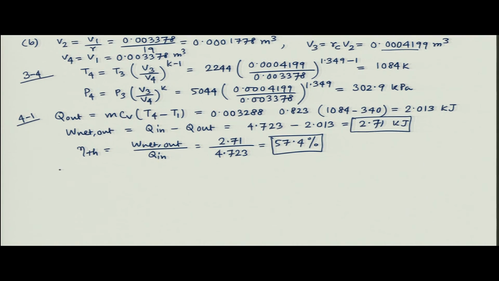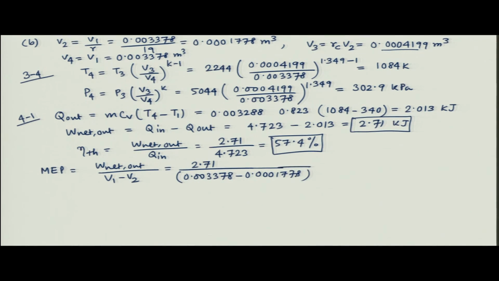Now, we need to find the mean effective pressure. You already know mean effective pressure is the net work output divided by V1 minus V2. So, it is 2.71 kilojoule and V1 minus V2. V1 is 0.003378 and V2 is 0.000178 meter cube here, right. So, you can find the mean effective pressure, it should be 847 kilopascal.